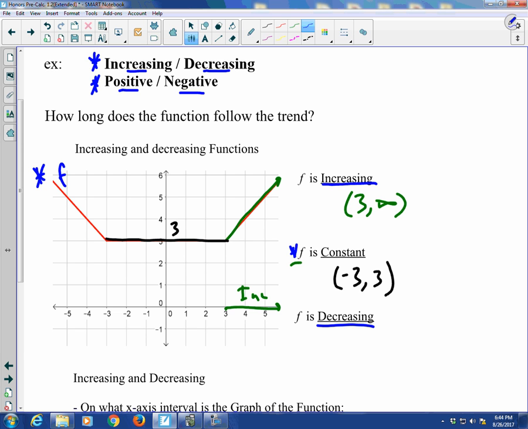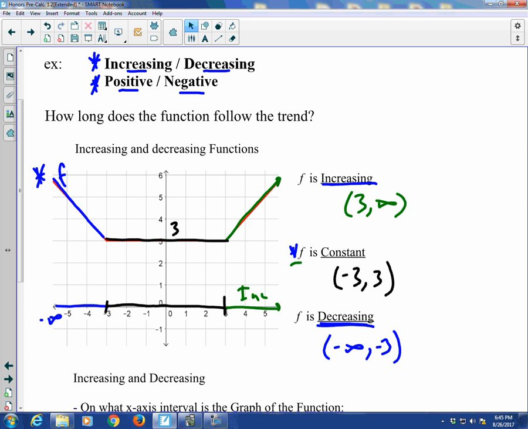Finally, right here, we're seeing our function decrease, and that's happening on the x-axis interval from negative infinity to negative 3. And so right here we would say that the x values that make our function values decrease or go down are from negative infinity to negative 3. So in general, I think it's pretty easy to evaluate increasing and decreasing on the graph. And really what we're looking at is to just make sure that we understand that when we're asked to determine increasing and decreasing, we want to know that we're talking about what x values make our function increase and what x values make our function decrease.